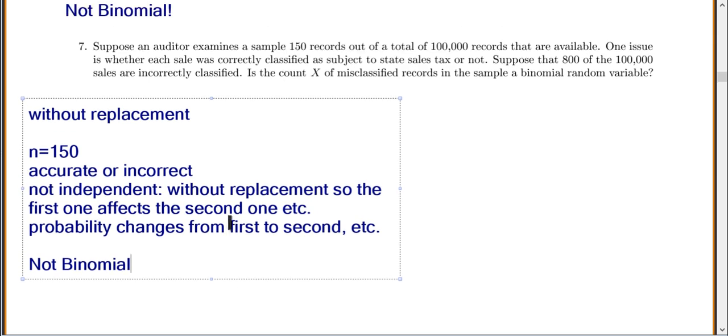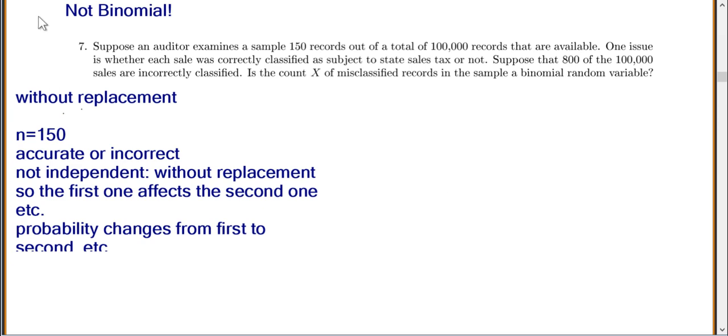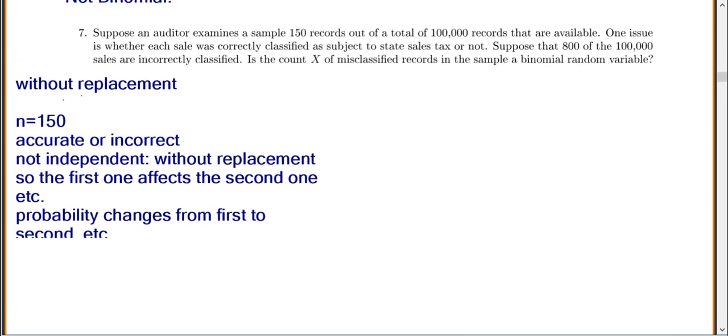And so I say, okay, not binomial. Well, okay, now I guess I can't actually do anything with this. But it turns out that this is actually a situation where you could still use the binomial distribution, because this is a special circumstance. So let's come over here and talk about the special circumstance.